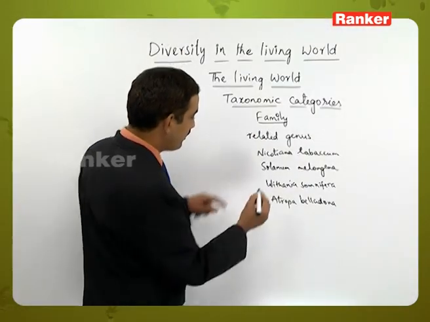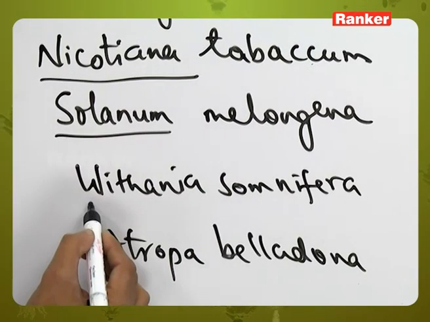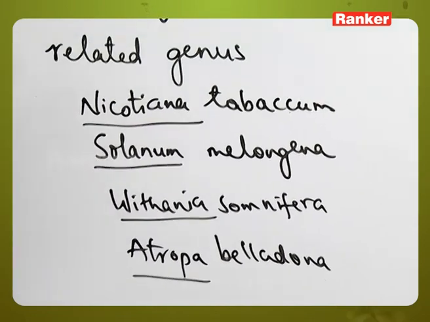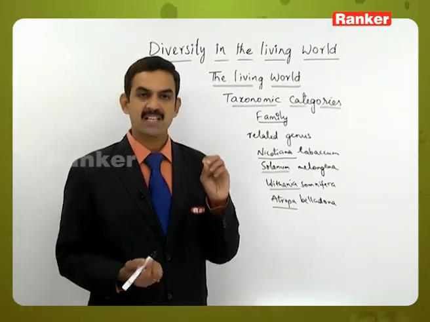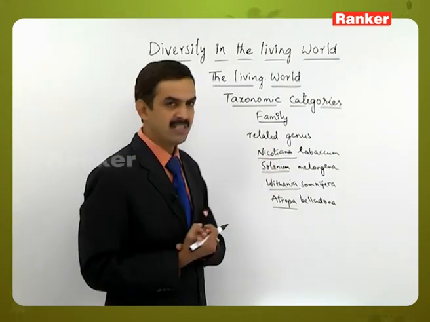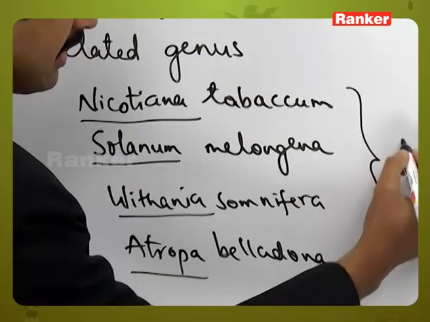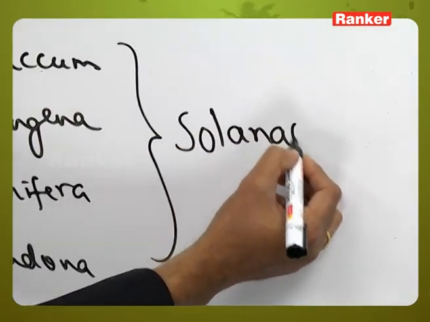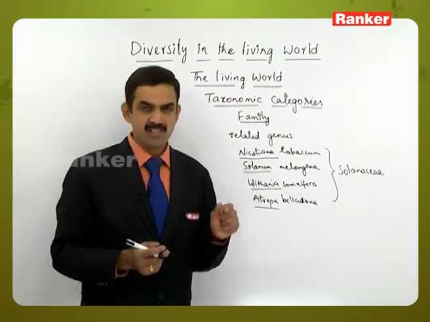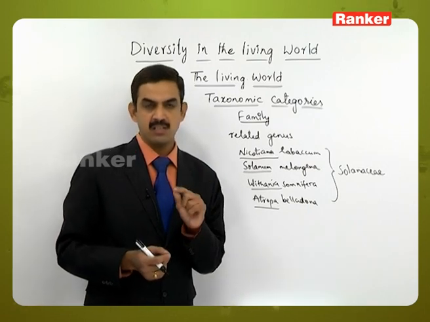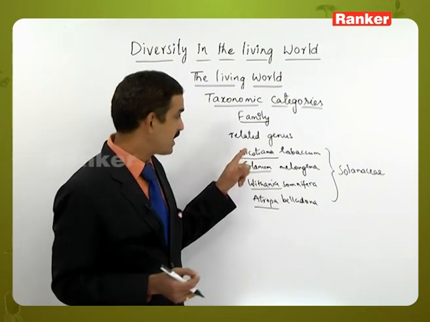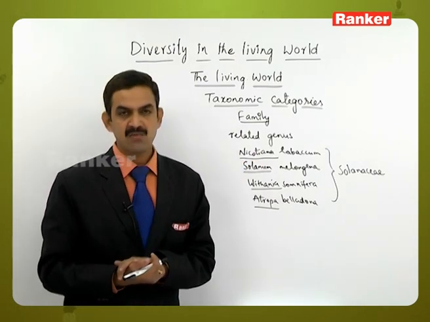So different genus: Nicotiana is one genus, Solanum is one genus, Withania is one genus, and Atropa is one genus. Despite being different genera, all of them have been kept under one family. Why? Because they show at least a few similarities. That is the reason why they have been kept under one family. The name of that family is Solanaceae. And when we compare the similarities within the genus and between genera, definitely more similarities are present within the genus when compared to the different genera present in one family.